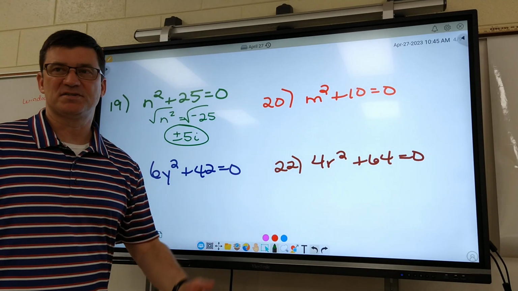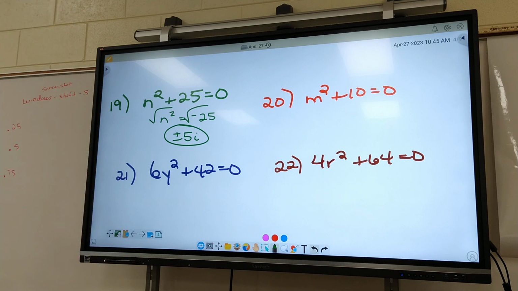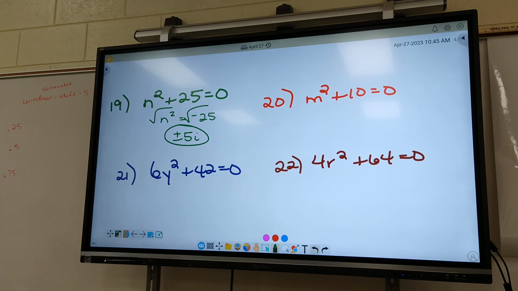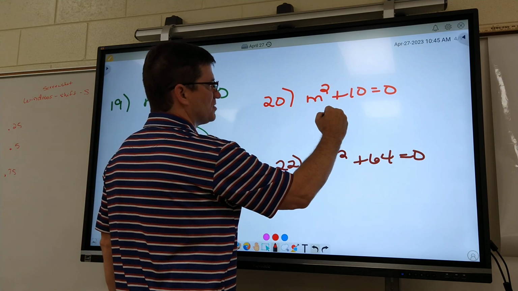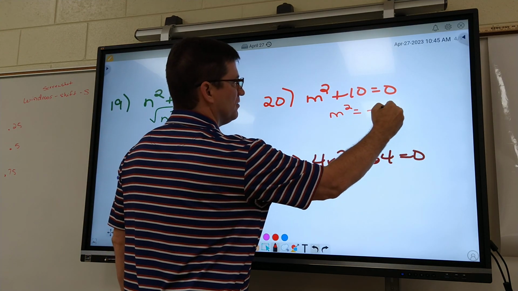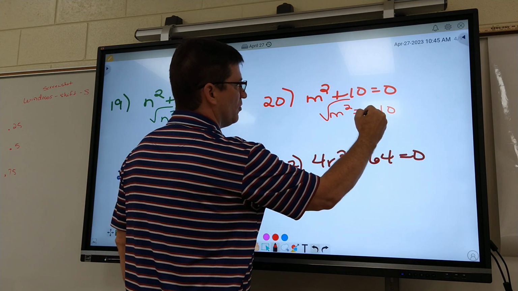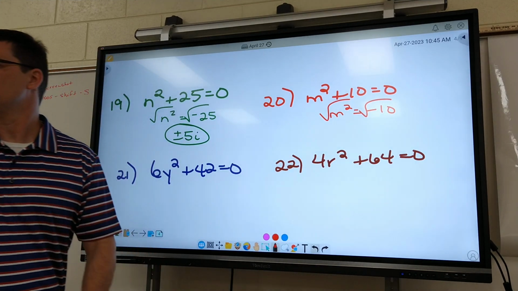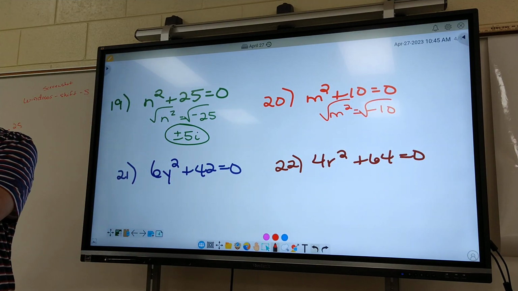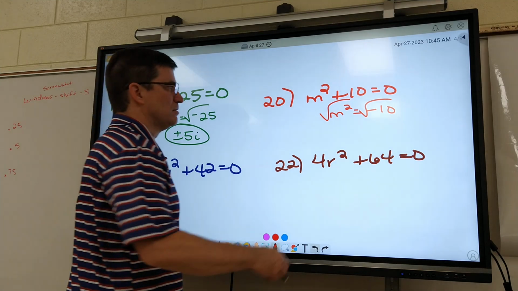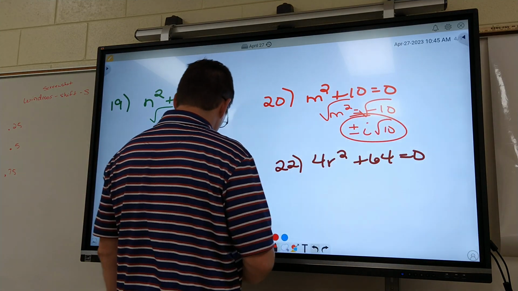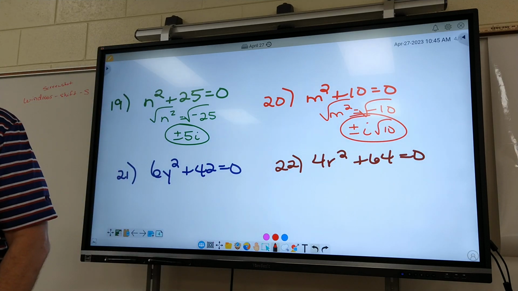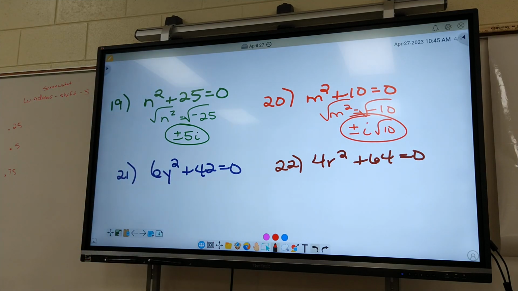All right, do 20 the same way. All right, so first step, move over 10. Y'all should have negative 10, right? Last step, take the square root. So what's my answer on this one? Plus or minus i root 10. If you plug that in your calculator and try to simplify it, I don't think it simplifies.